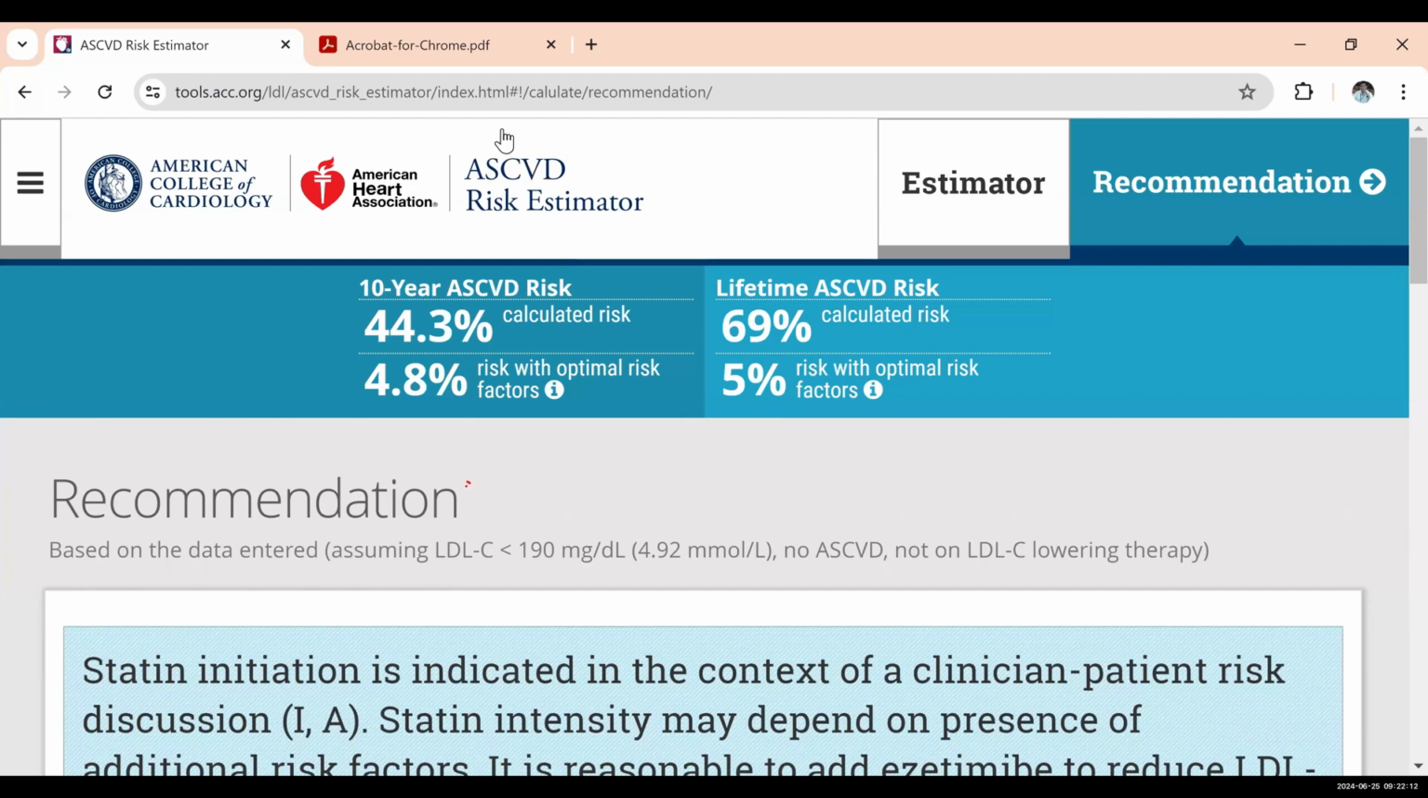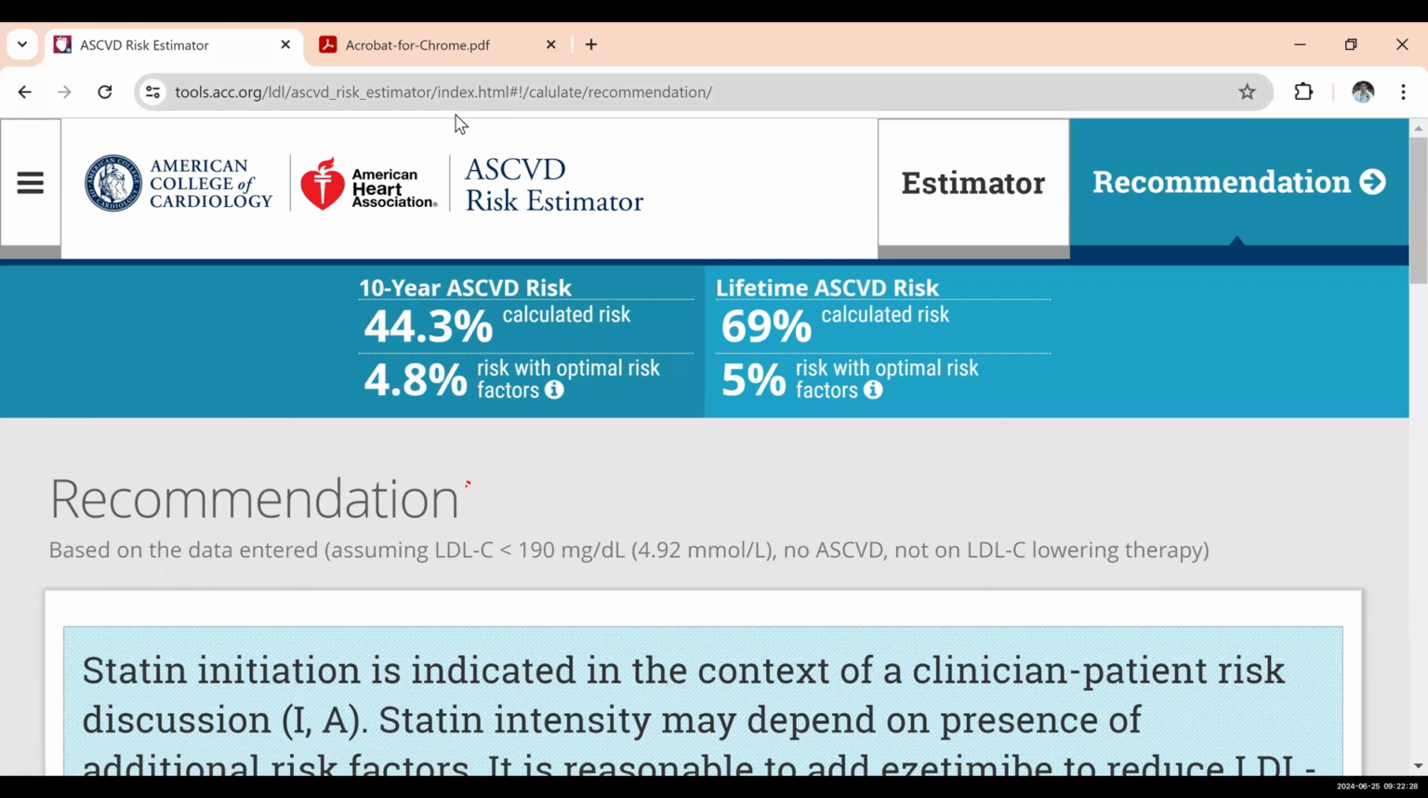I will request comments from Vanita ma'am, if she would like to comment on this ASCVD part or cardiac risk factor part. Hi, Akash. Yeah, I'm here today. Sorry, I've been MIA many times.